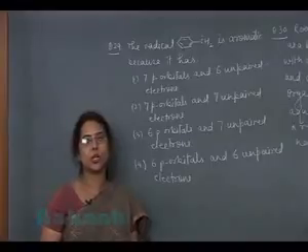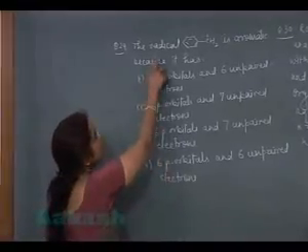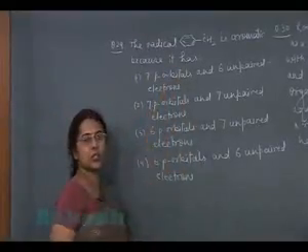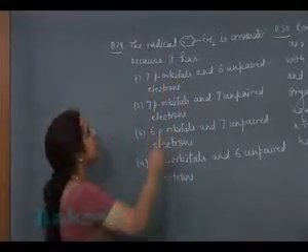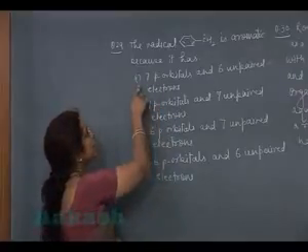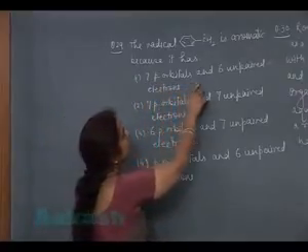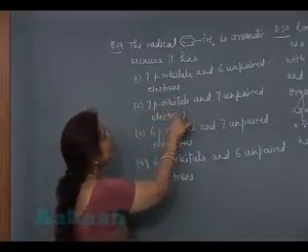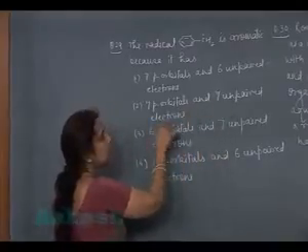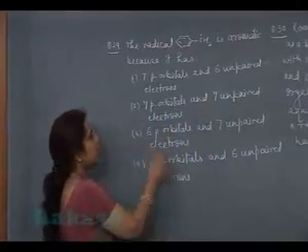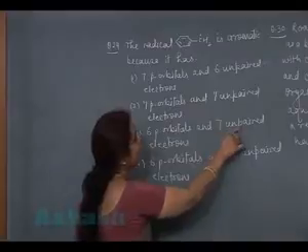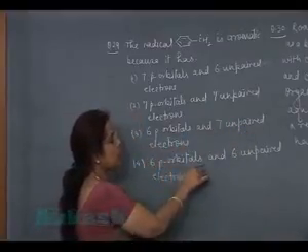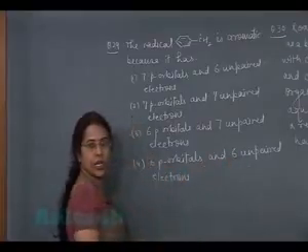Now let us see the question number 29. The radical is aromatic because it has. Here the given radical is called benzyl free radical. This is aromatic. Now the first option, 7p orbital and 6 unpaired electrons. Second option, 7p orbitals and 7 unpaired electrons. Third option, 6p orbital and 7 unpaired electrons. Fourth option, 6p orbital and 6 unpaired electrons.